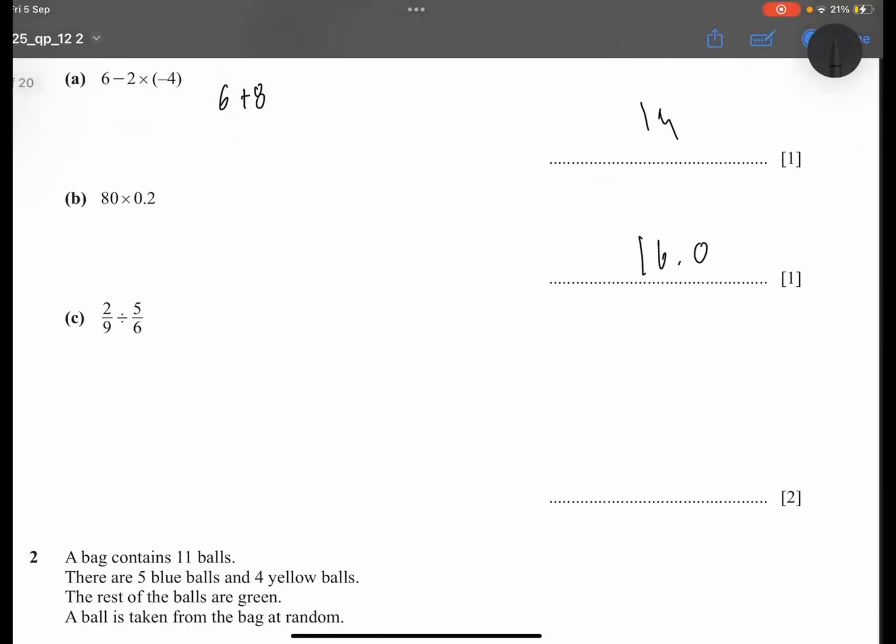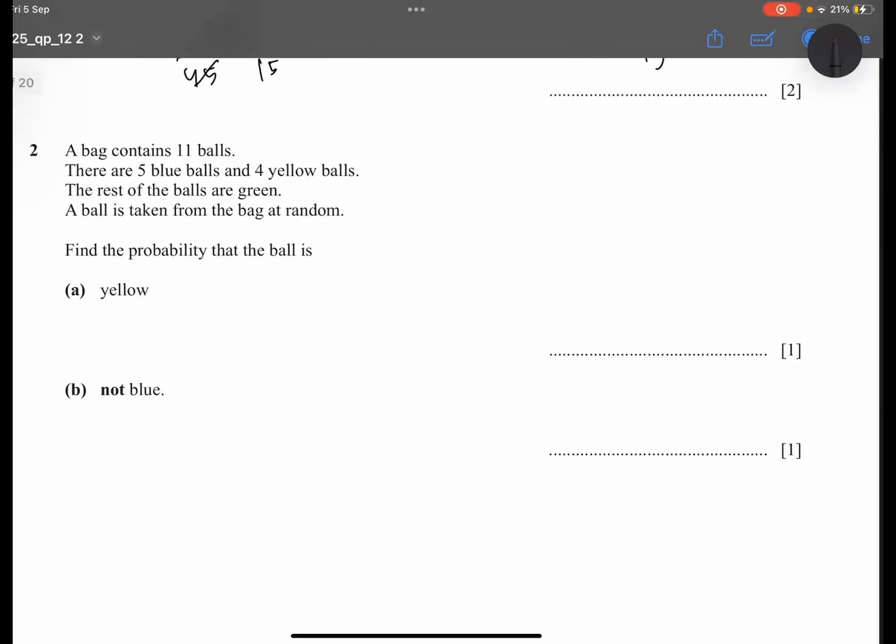We have 2 over 9 divided by 5 over 6. So it will be 2 over 9 multiplied by 6 over 5, which is 12 over 45. Now we should simplify it. So this would be equivalent to 4, since 3 fours are 12, and this would be equivalent to 15, since 3 fifteens are 45. So that would be our final answer.